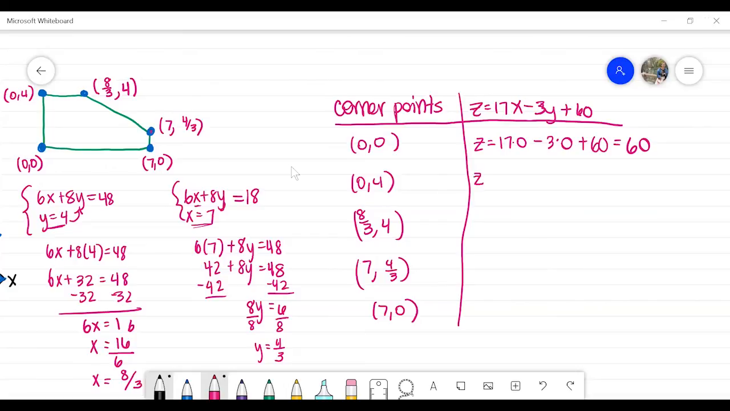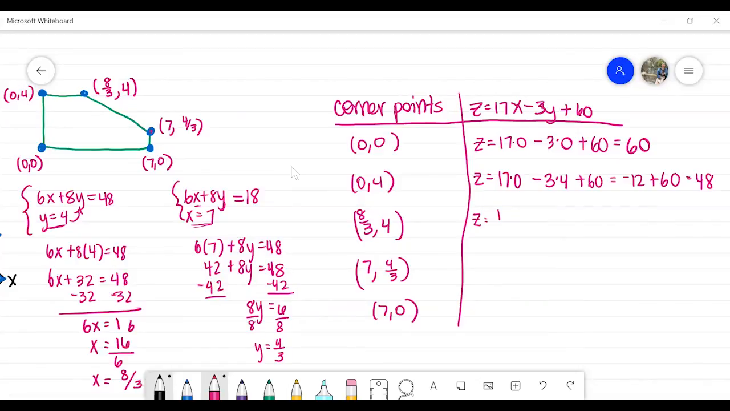If we plug in 0, 4, you still get 17 times 0, but now it's minus 3 times 4 plus 60, which is going to be negative 12 plus 60, which is going to be 48. So again, we're trying to keep maximum values in mind here. So far, that first one's our best candidate.